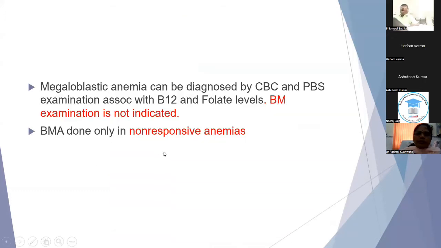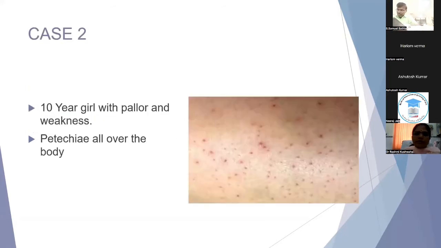One thing I want to pinpoint here is that megaloblastic anemia can be diagnosed by complete blood count and careful examination of the peripheral blood smear, associated with serum vitamin B12 and folate level. Bone marrow examination is not indicated in cases of megaloblastic anemia. We proceed ahead with bone marrow examination only if the patient has unresponsive anemia, not responding to the B12 and folate injections or any other hematinics. So when we are suspecting MDS, especially in elderly people, then we proceed with the bone marrow examination.